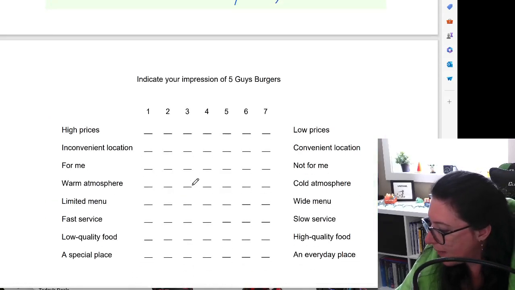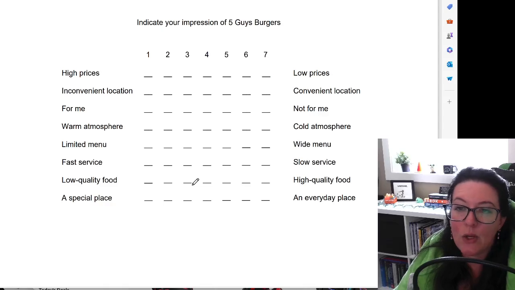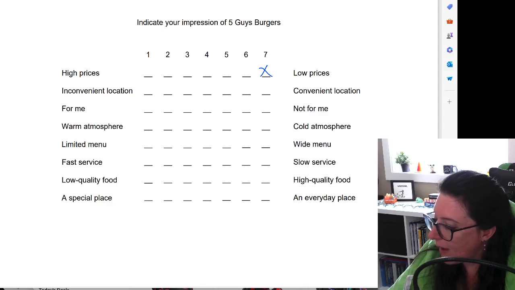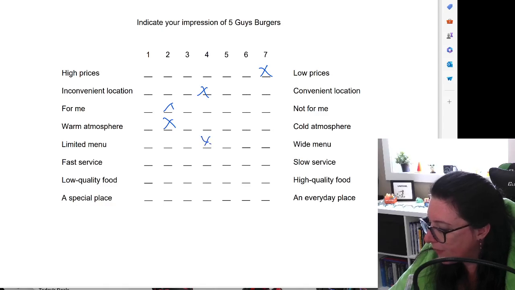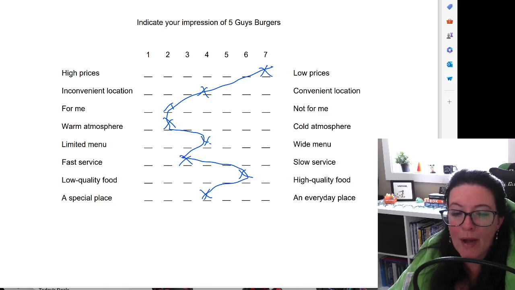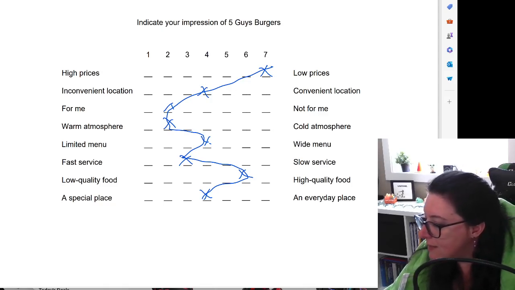An example of a semantic differential here, indicate your impression of Five Guys burgers. And so one person could say, okay, they have low prices, their location is neutral, warm atmosphere, sure, for me, yeah, okay, limited menu, wide menu, I'm indifferent there. Fast service, okay. Low quality, high quality. So me answering this gives this pattern here. We would ask it of someone else and then see.